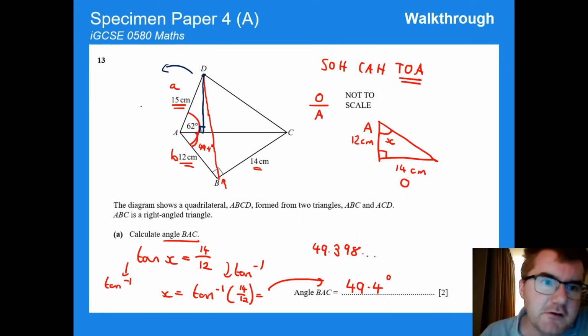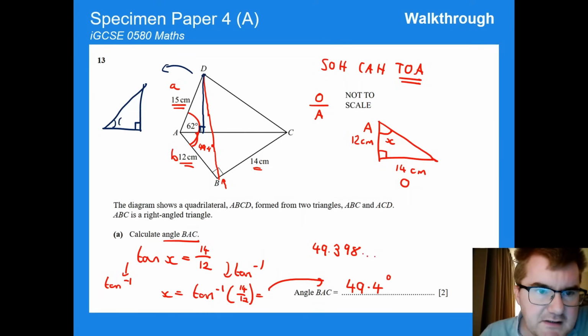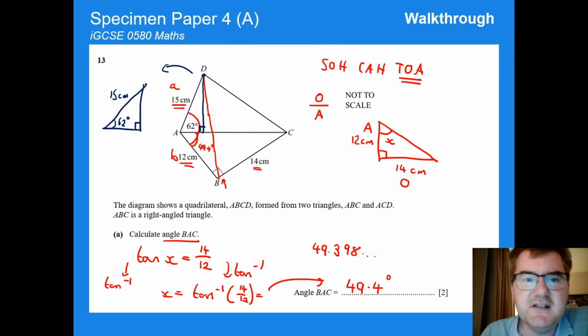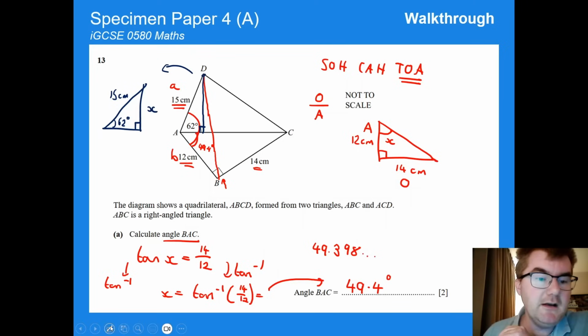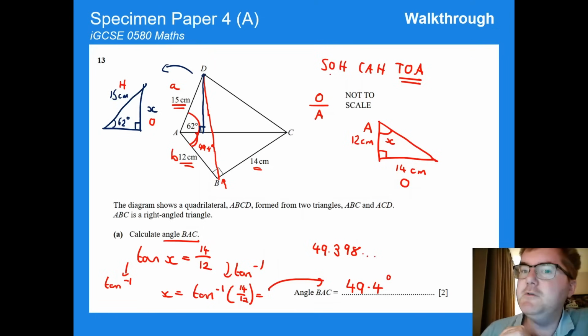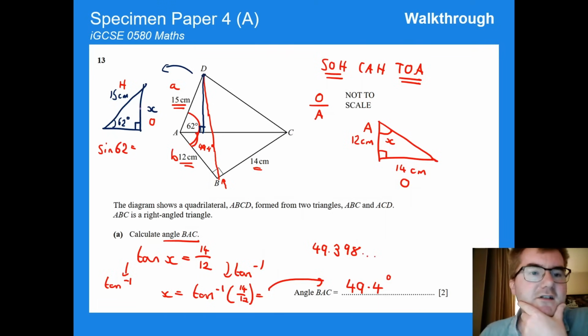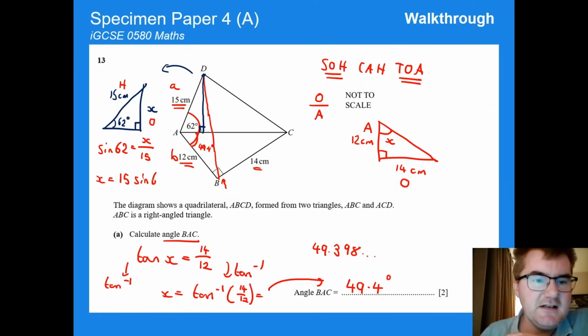So essentially, we've now created a new right-angled triangle where this angle is 62 degrees, this is 15 centimeters, and we're looking for the shortest distance, this blue line. Again, we're just going to use SOHCAHTOA like we did before. Here we've got the opposite and the hypotenuse, so we're going to be using SOH. That means sine 62 is equal to O over H, so x over 15. To get x on its own, we multiply by 15, so we get 15 sine 62.